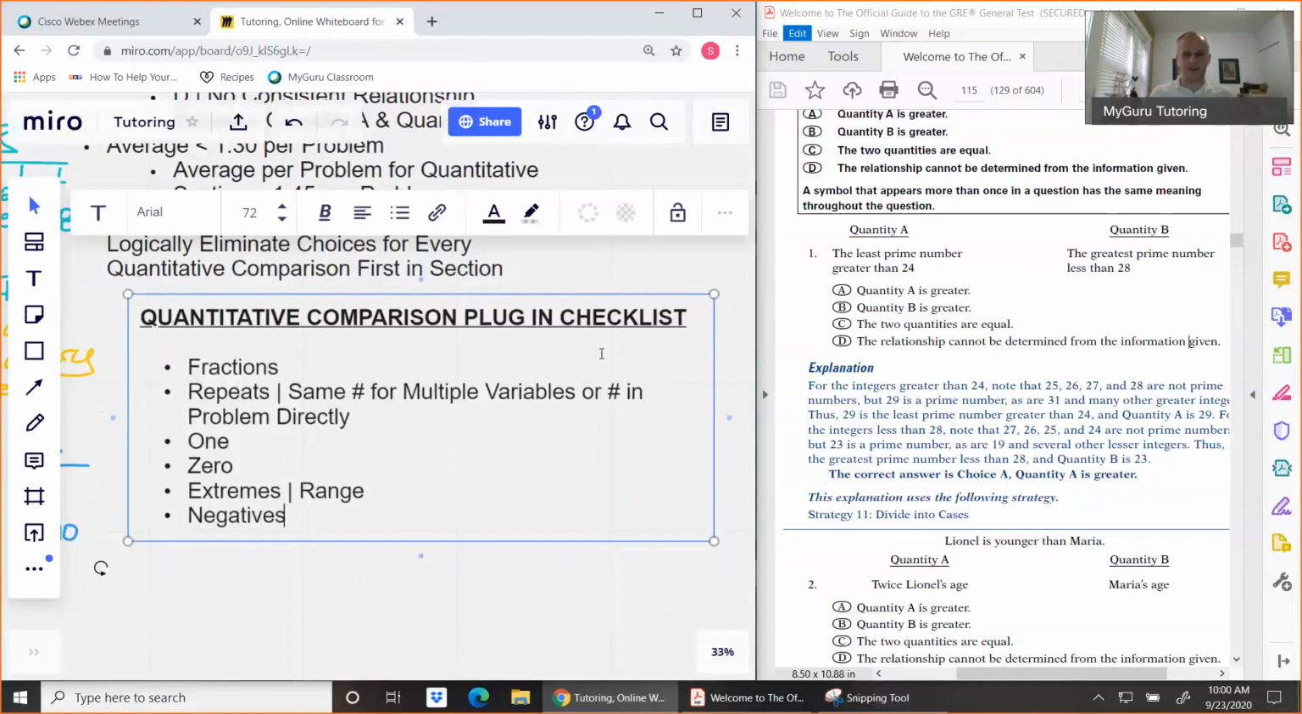those are our quantitative comparison conceptual numbers that we want to plug in if we're trying to disprove one outcome. Any questions about the FROZEN checklist?